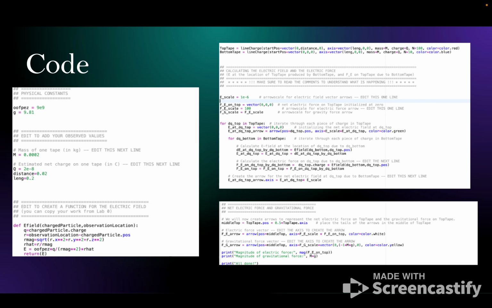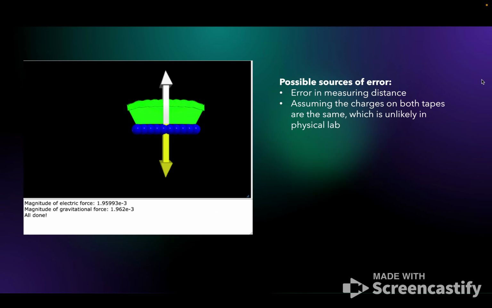After this, we find the net electric and gravitational force, and we're going to model them as arrows. After we do all of this code, it should run to look a little something like this. As you can see, the magnitude of the electric force and of the gravitational force are 1.96 times 10 to the negative 3 coulombs. And this is modeled by the fact that the arrows are pointing up and opposite from each other. They're equal and opposite.